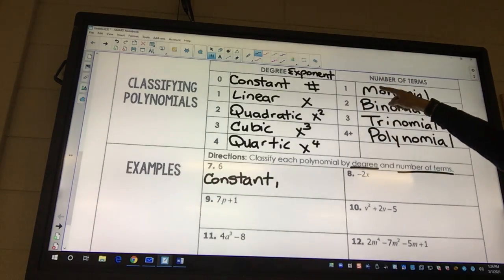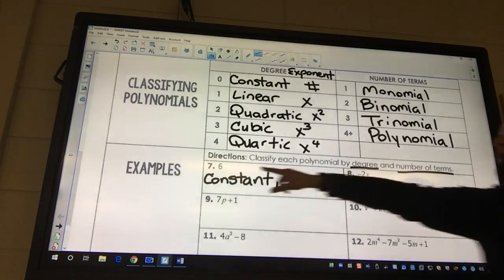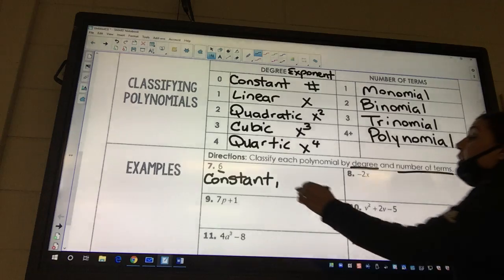And the number of terms. Does it have 1 term, 2 terms, 3 terms, 4 plus? It only has 1. And so it's going to be a constant monomial.